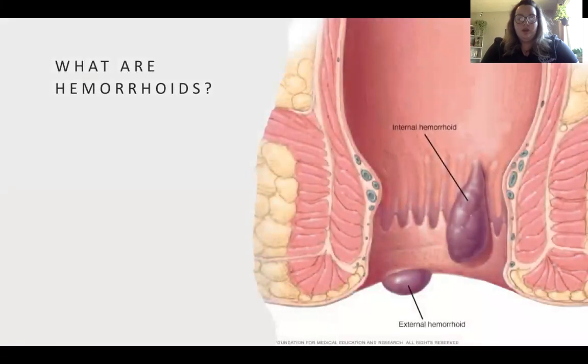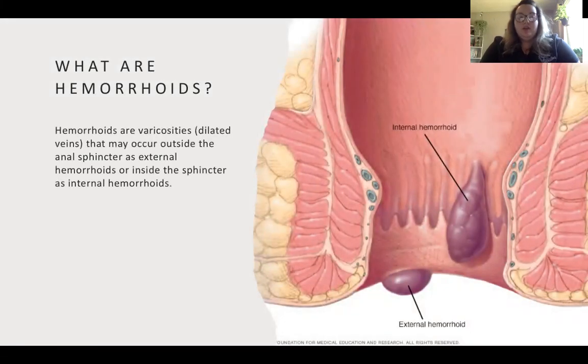So, what are they? Hemorrhoids are varicosities, which are dilated veins that may occur outside the anal sphincter or inside of it. The ones on the outside are external hemorrhoids, and the ones on the inside are called internal hemorrhoids. As you can see in the picture right here, it just shows you what they look like.